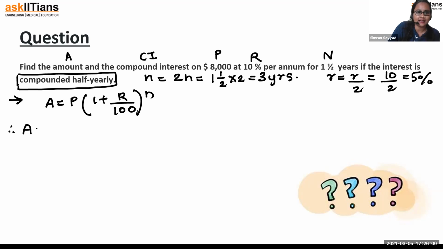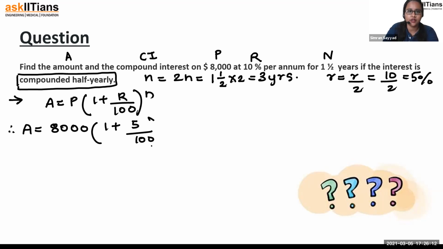Therefore, A is equal to what is the principal? 8,000. So 1 plus the rate of interest, 10 or 5? We are going to take 5. So 5 by 100 raised to N. What is N? 3. Correct.